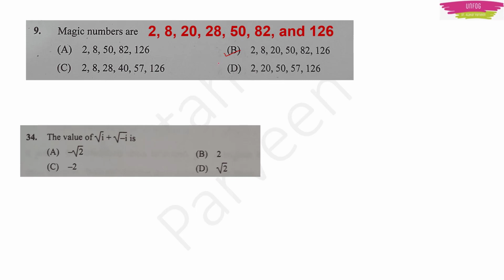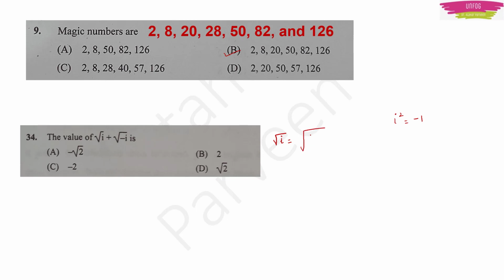Next is question number 34. The value of root i plus root of minus i. Actually, I thought of solving this problem via some shortcut. That's why I tried to solve it in a simple manner, but then the answer was wrong. So let's go with the actual procedure. Let's keep i square is equal to minus 1 in mind and let's try to solve it. Let's take square root of i first.